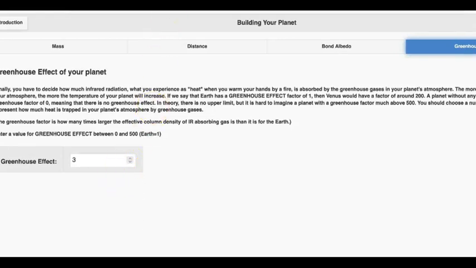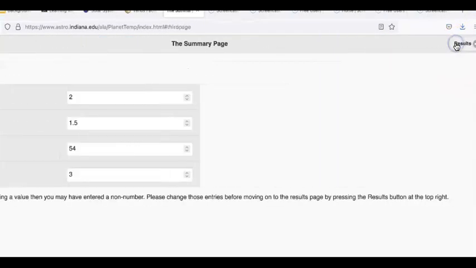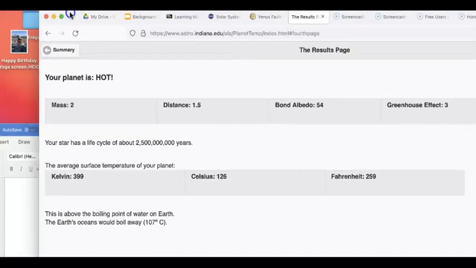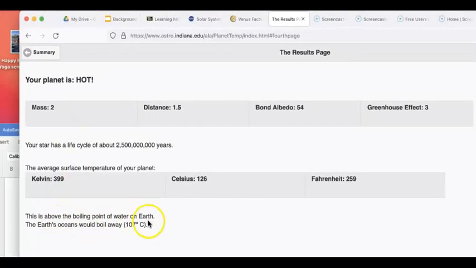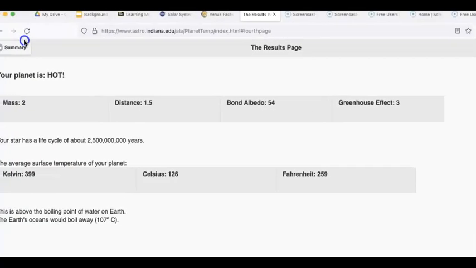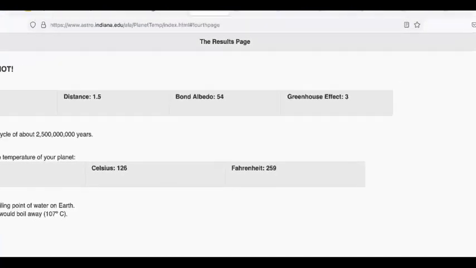Let's see if I can move this around so you can see. There's a summary on the right side, and it will give you a summary of what you did, and then you'll click on your results, and it will tell you that this is above the boiling point of water on Earth, so it's too hot. I guess we need to change some things. So then just play around with it until you figure out a planet that can have water that's different from Earth, and see what you can come up with.